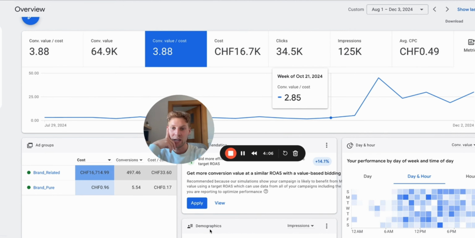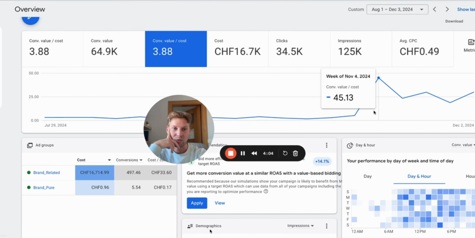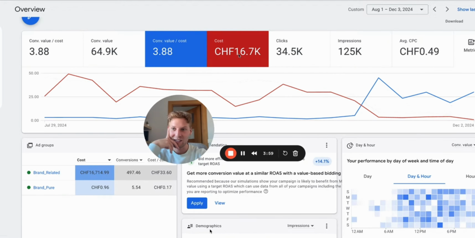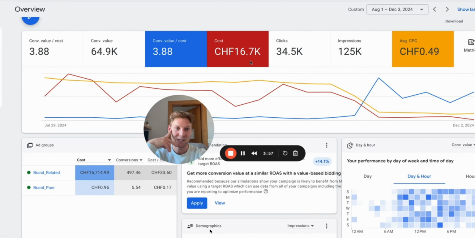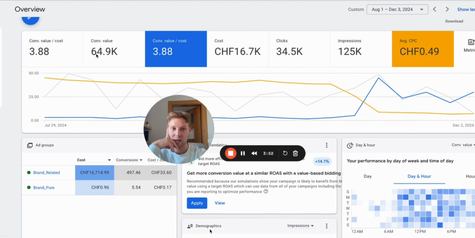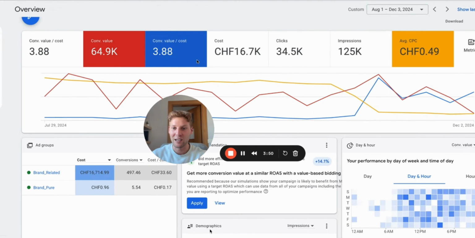And once I optimized the campaign, it went up to 45. So it's a really different outcome after the optimization. You can see CPC dropped, cost dropped, ROAS went up, and conversion value is quite stable. We can see the problem was just overspending. And I want to tell you what I did.